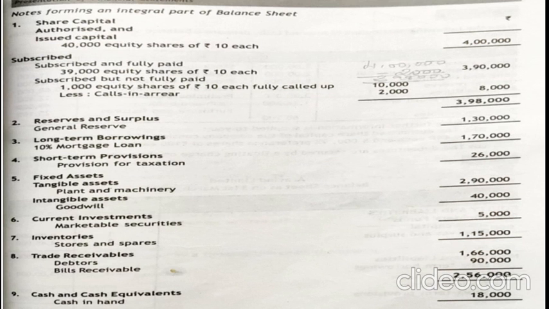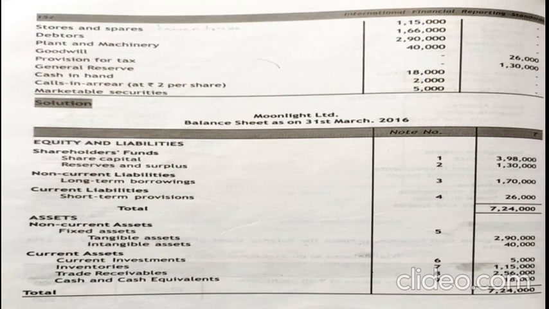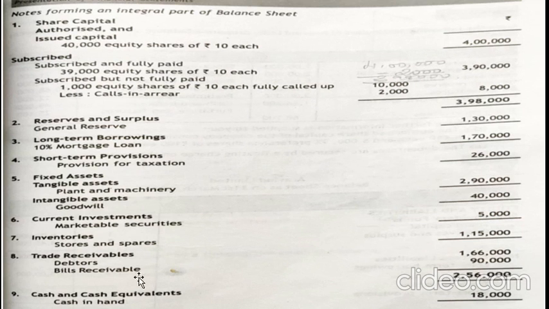Next you have inventories. Under inventories you need to check what items are there in the question. You have stores and spares. You don't have stock anywhere here, so you will take only stores and spares. So stores and spares is 1,15,000.